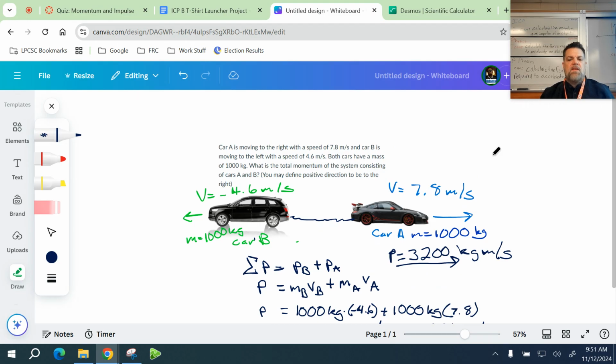Yes. On a frictionless surface. Yeah. But yes, I understand what you're saying. So you're saying that once that momentum was going, would it continue with that momentum? And the answer is yes.